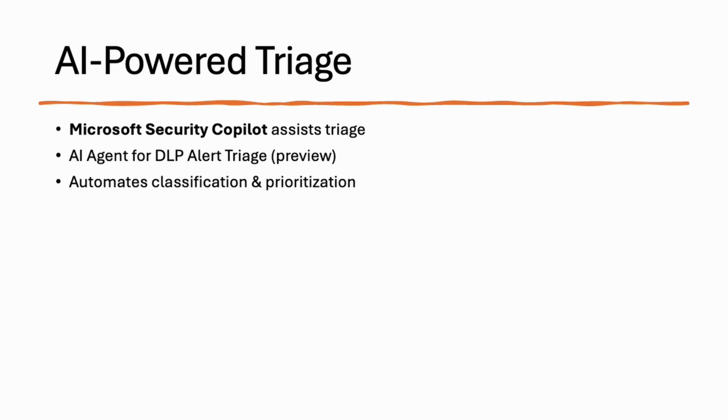We have an AI agent for DLP alert triage that will help you in investigation. It also automates classification and prioritization. So it will speed up your triage by analyzing alert patterns and providing insight. This allows faster and more accurate prioritization.